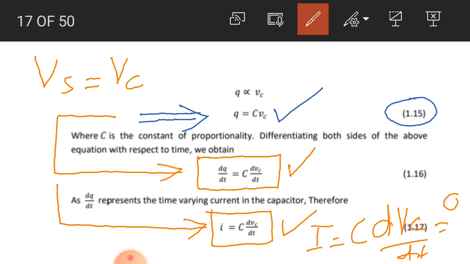So whenever we apply a DC voltage across a capacitor, the capacitor blocks the DC current. There will be no flow of DC current in the capacitor. The capacitor always blocks the DC current. It offers infinite resistance to the flow of DC current. This is a very important characteristic of the capacitor, as it blocks the DC current.